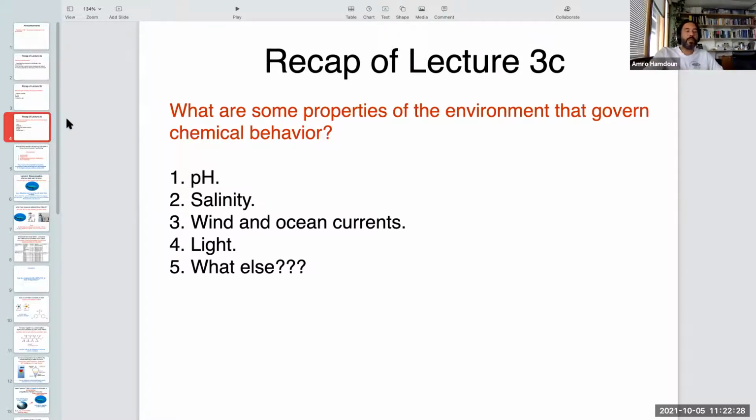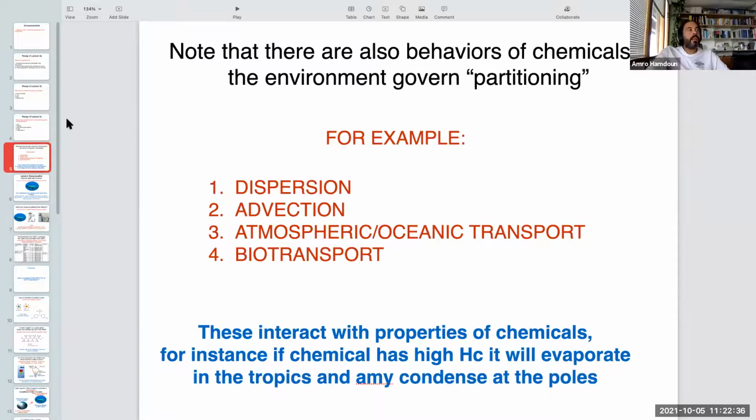pH, salinity, wind, and ocean currents. That's being illustrated to us very clearly right now as we sit here and wait to find out if that oil slick is coming here. And there are also behaviors of chemicals in the environment that govern partitioning. So these interact with the properties of chemicals. If a chemical has a high Henry's constant, it will evaporate in the tropics and may condense at the poles. And we talked about those: dispersion, advection, atmospheric ocean transport, and biotransport.